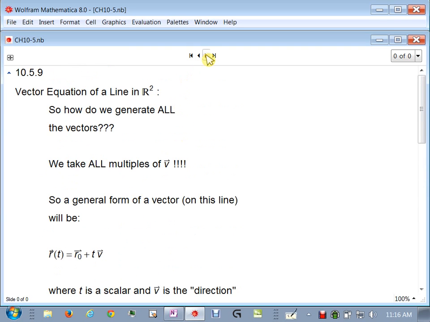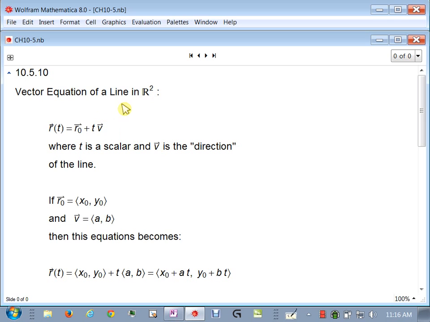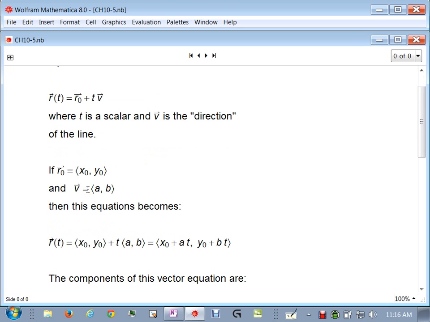Okay, so what was I saying? The vector equation of a line in R2 is r of t equals r naught plus t v, where t is a scalar and v is the direction of the line, right? The v is a very important vector here because it gives you the direction of the line. And then r naught is what? It's a vector, but where does it come from? From the origin. But what do we need to know for r naught? A single point on the line, right? Just give me any point on the line, and I'll be able to come up with what r naught is.